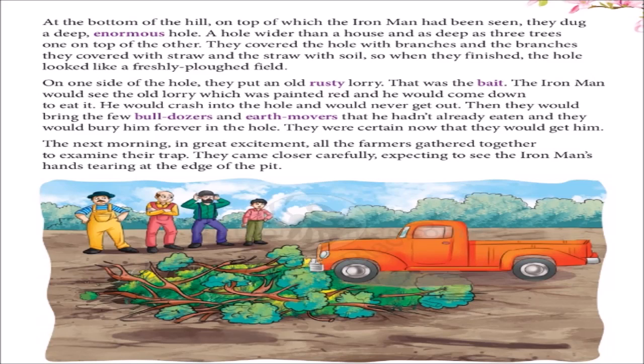At the bottom of the hill, on top of which the Iron Man had been seen, they dug a deep, enormous hole. A hole wider than a house and as deep as 3 trees, one on top of the other. They covered the hole with branches, and the branches they covered with straw, and the straw with soil. So when they finished, the hole looked like a freshly plowed field.